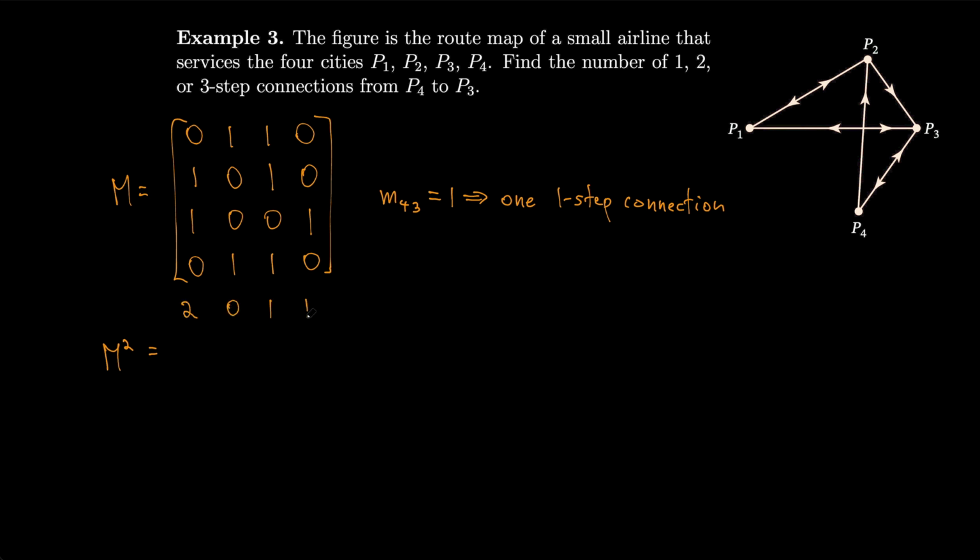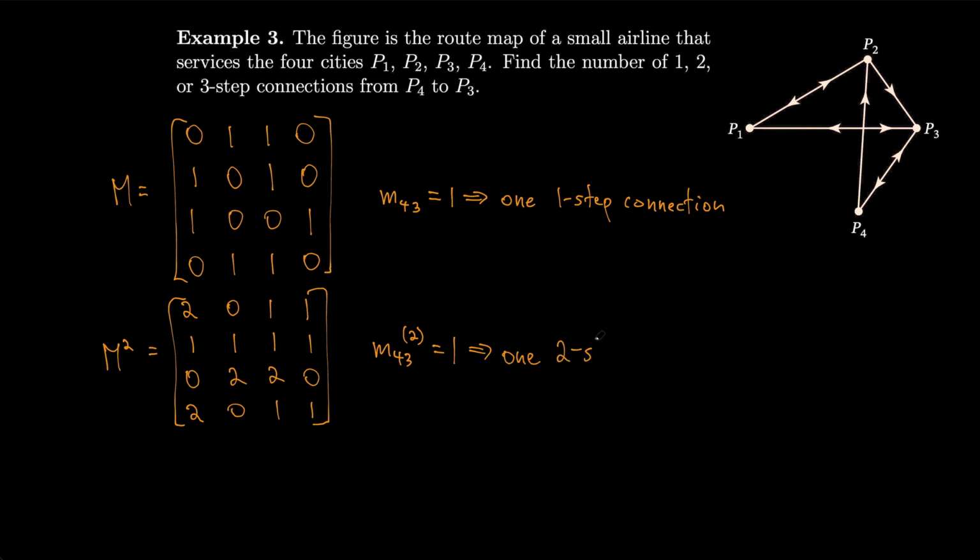We get 2, 0, 1, 1, 1, 1, 1, 1, 0, 2, 2, 0, 2, 0, 1, 1, which tells us that M squared 4,3 is now, oops, that's not the 4th row. There we go. 4th row is a 1 again. So we have one two-step connection.